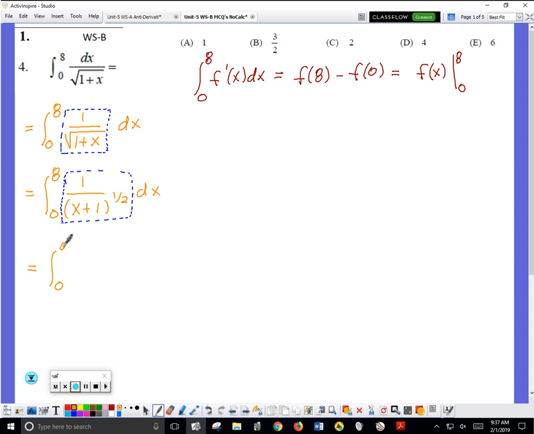So we go 0 to 8. Make sure you have good notation. The problems are getting complex enough now that if you don't have good notation, you'll lose points quickly. So write exactly the way I write it. This becomes x plus 1 to the negative 1/2.